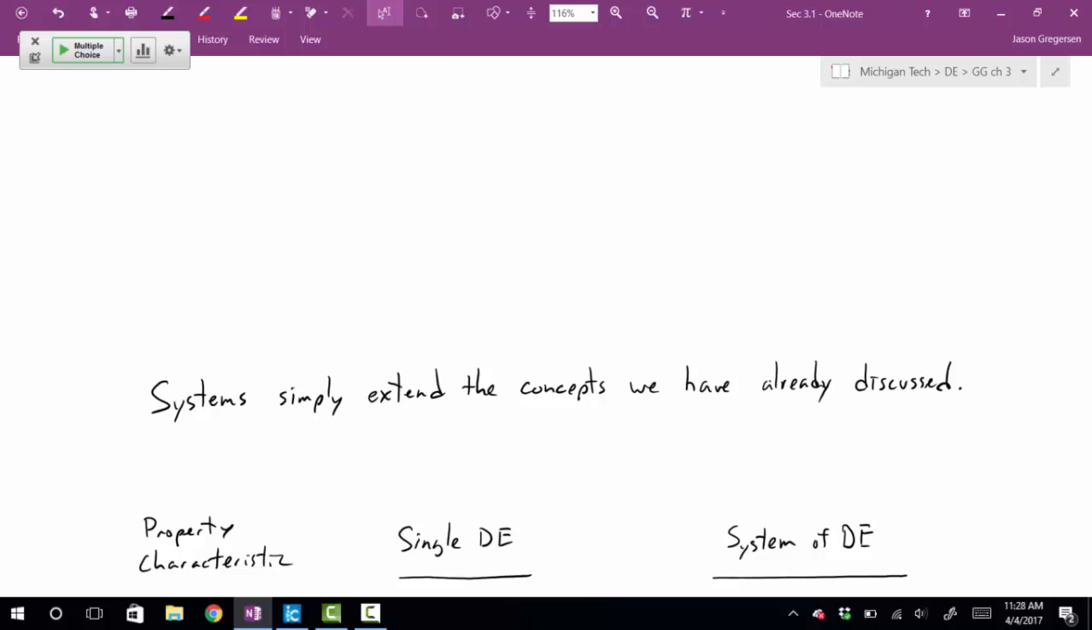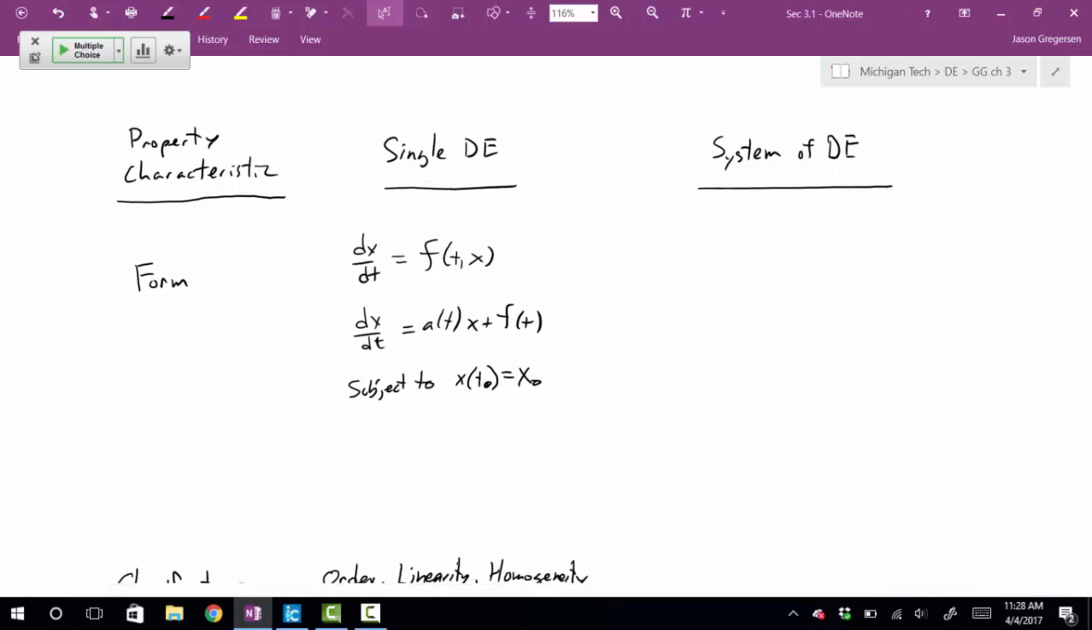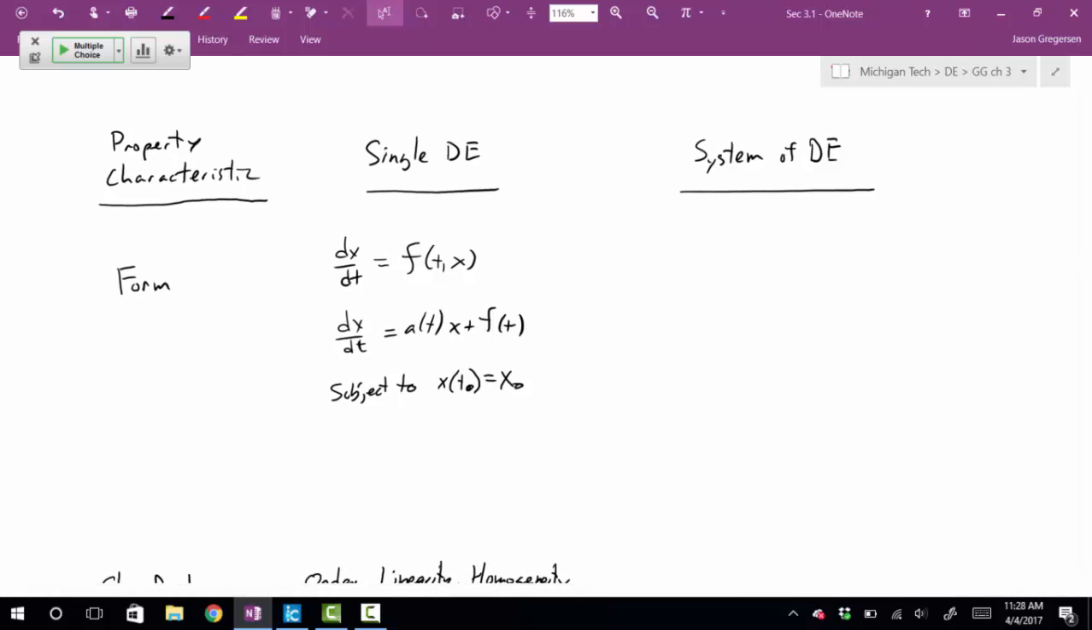And so what I'm going to do is scroll through this, and it's going to be a bunch of, here's what we did for first order differential equations. Look how it compares to systems. Here's what we did for higher order differential equations. Here's what we did with systems. Okay, so all right, the first thing we'll talk about is the form of the differential equation.